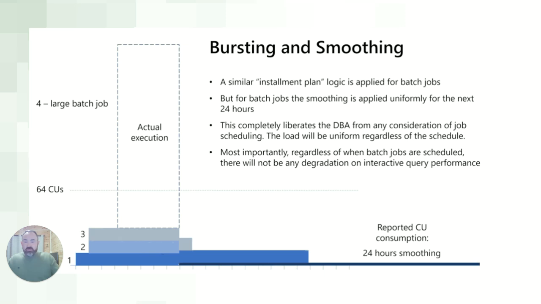Now we've got a similar installment plan for the batch jobs, but the batch jobs are being smoothed over 24 hours. So this, I've left this sentence in: this completely liberates the DBA from any considerations of job scheduling. That's a ridiculous statement. We will need to schedule these jobs accordingly if we're going to handle bursting and smoothing effectively. So regardless of when batch jobs are scheduled, there will not be any degradation on interactive query performance. It's not fully accurate. That's the goal again.